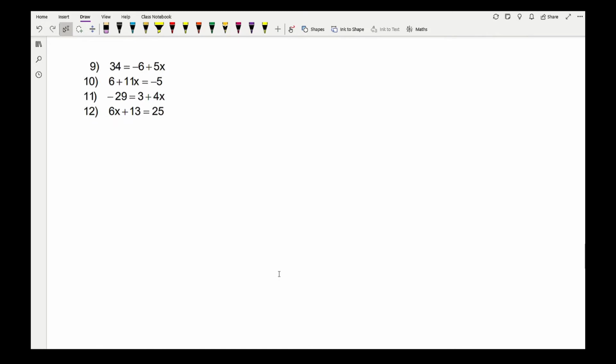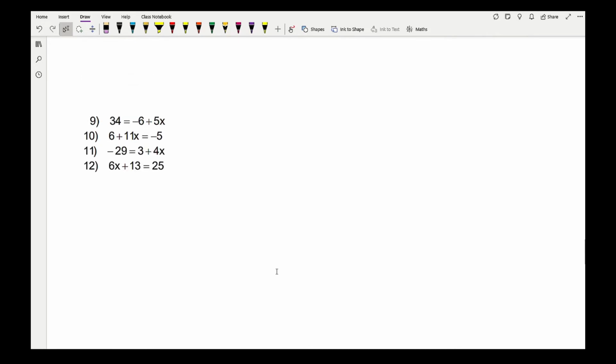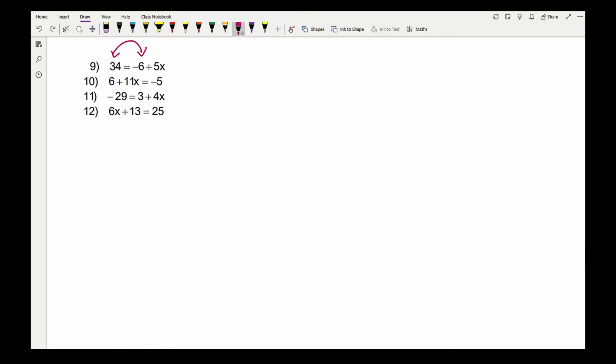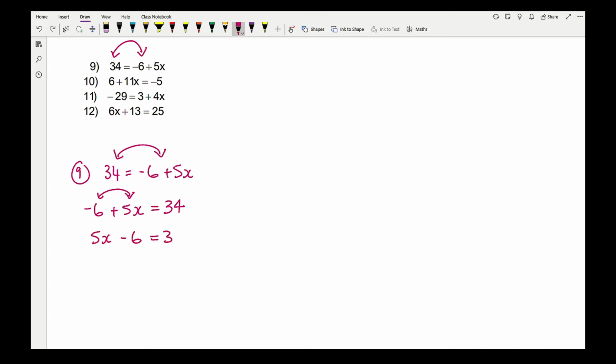So let's have a look at these questions. Again, very similar, but all in a different order. Now, again, with question 9, as well as I can swap things in order of the sides that they're written on, I can also swap the left-hand side with the right-hand side. So with question 9, as the question is 34 equals minus 6 plus 5x, I can swap these two things around. So I can write it as minus 6 plus 5x equals 34. And then I can swap these two things around. So it gives me 5x minus 6 equals 34.